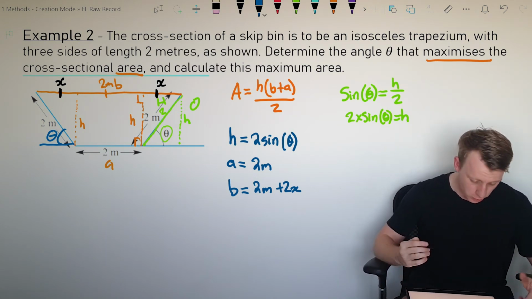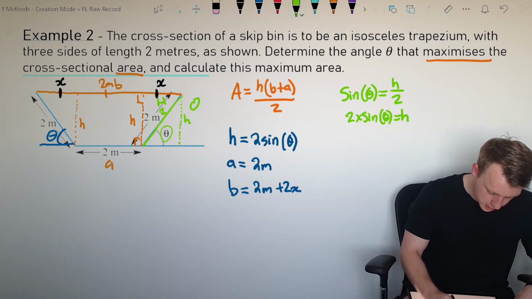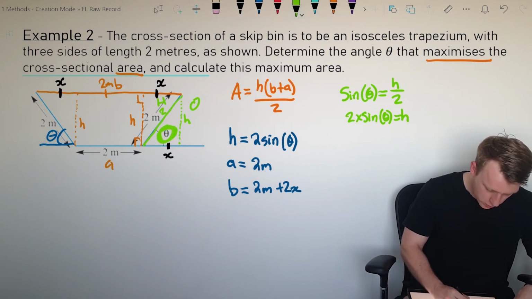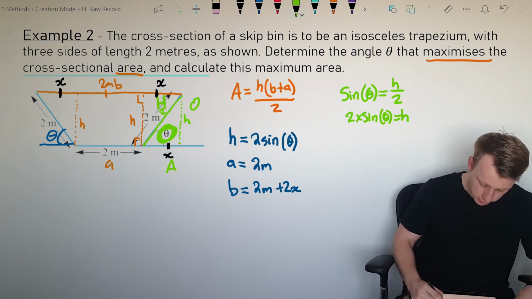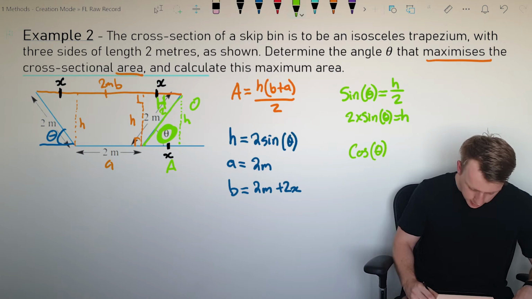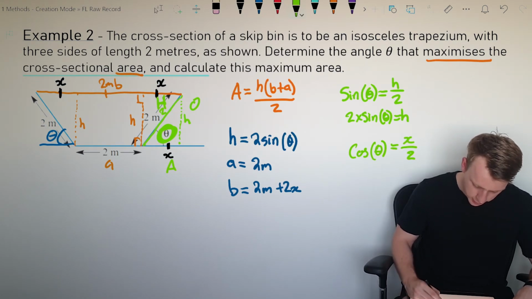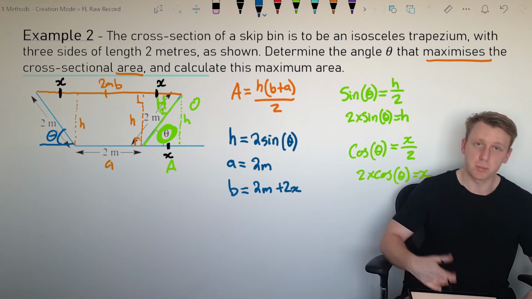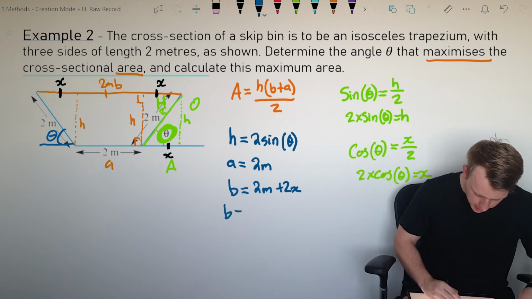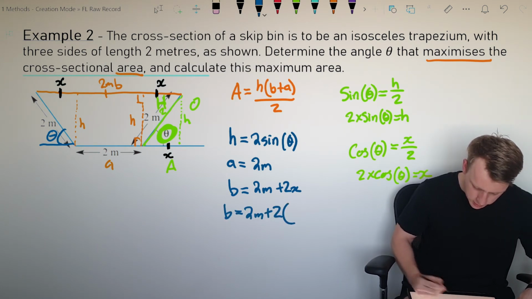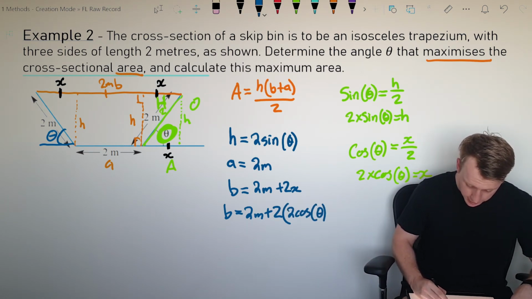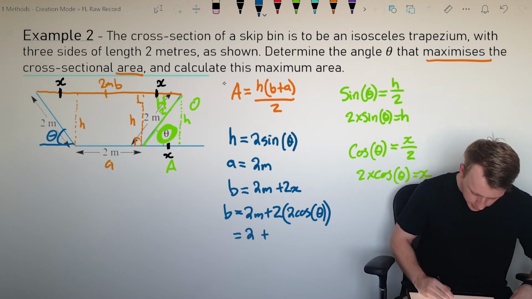But we can actually relate this with our angle. Because if we use some symmetry here, this down here would also be x. Using this angle here, that is my adjacent. Again, I've got a hypotenuse of 2. I can relate this by cosine and say that is x over 2. And I can rearrange this and say 2 times cos of theta is equal to x. And if I plug this back in for my b expression, I get b is equal to 2 meters plus 2 outside of x, which is 2 cos of theta. And if I simplify this a little bit more, I get 2 plus 4 cos of theta.